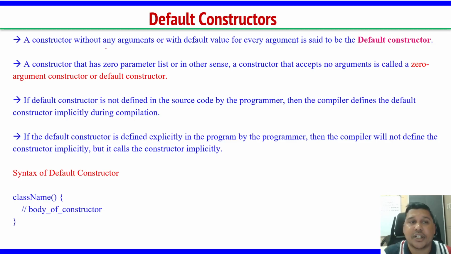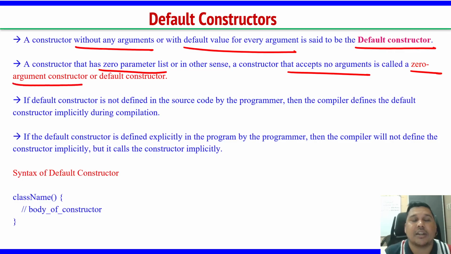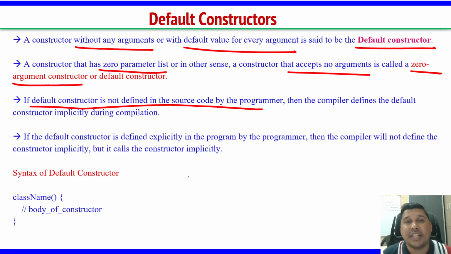So a default constructor, a constructor without any arguments or with some default values for every argument, is said to be a default constructor. A constructor has a 0 parameter list or no arguments. It is also called a 0 argument constructor. If the default constructor is not defined in the source code by the programmer, then the compiler defines the default implicitly.